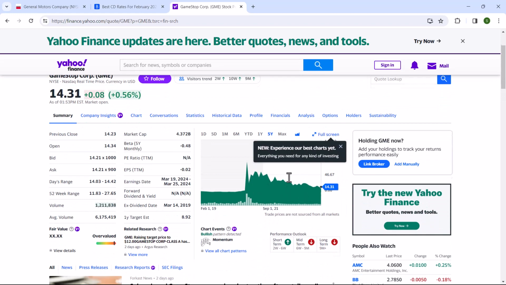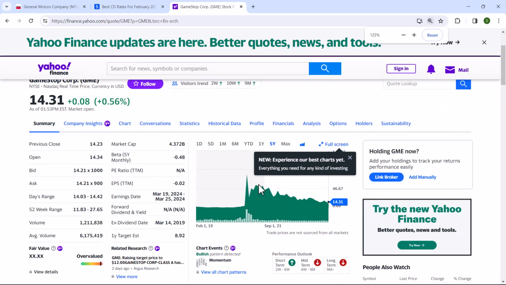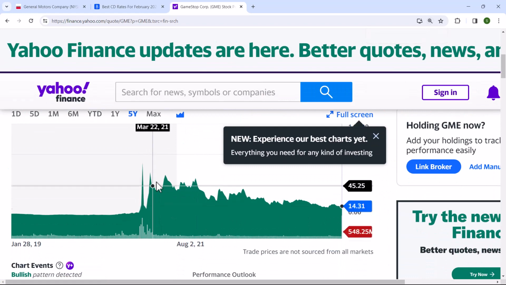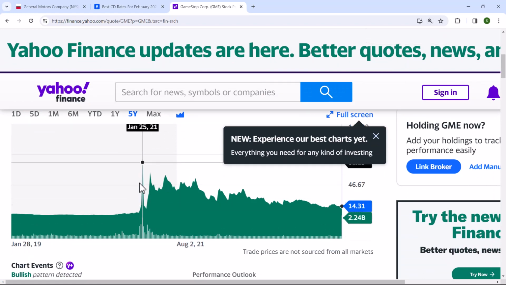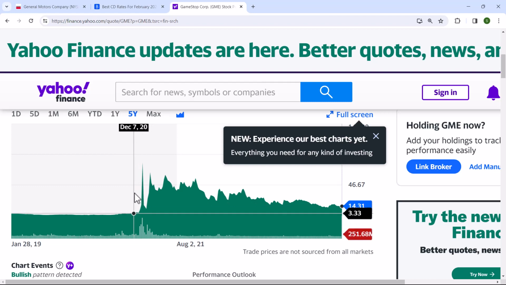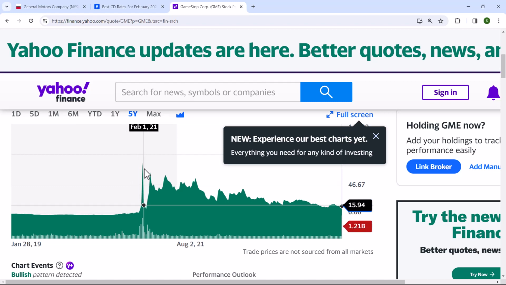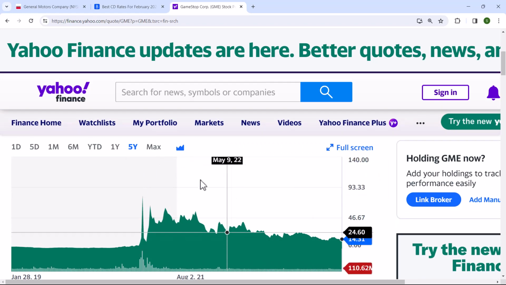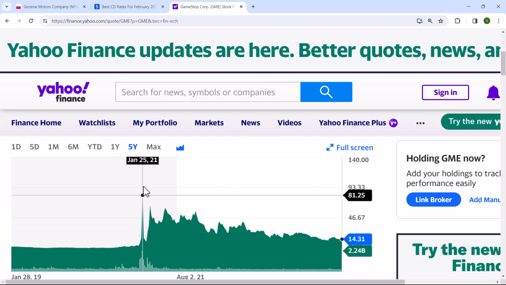So you can see here, this is the 5-year chart for GameStop. And you can see right here in 2021, the stock price went from about $4 a share, well actually it says $3.33 a share here, and it popped up to, here we go, $81 a share. Incredible increase, and that was referred to as a short squeeze.